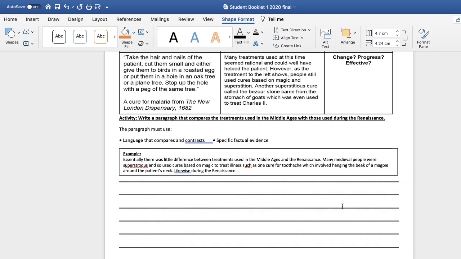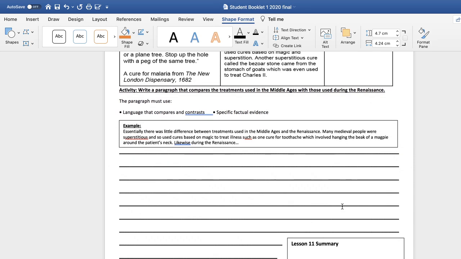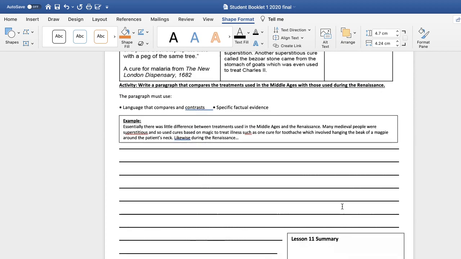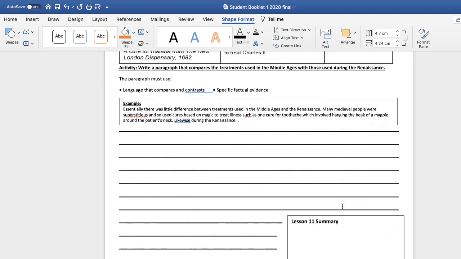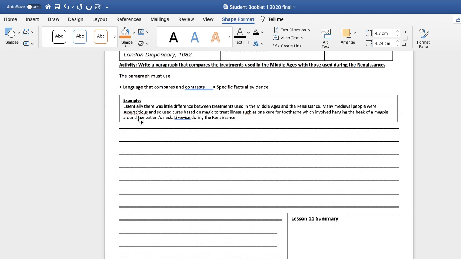Now, it's really important to understand that change, because the last bit of this lesson anyway is to write a paragraph that compares the treatments used in the Middle Ages and those used in the Renaissance period. You also have an example in your booklet. Over here it says, essentially there was little difference between treatments used in the Middle Ages and the Renaissance. Many medieval people were superstitious and so used cures based on magic to treat illness, such as one cure for toothache, which involved hanging the beak of a magpie around the patient's neck.